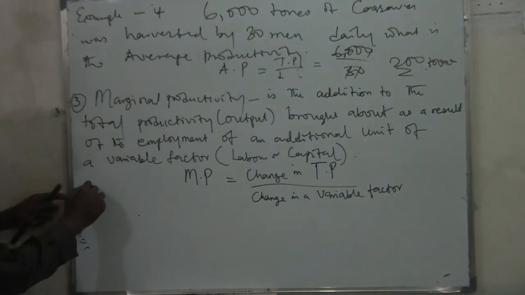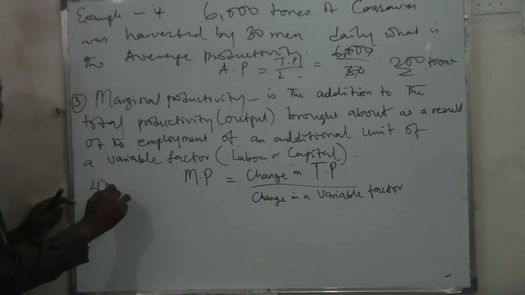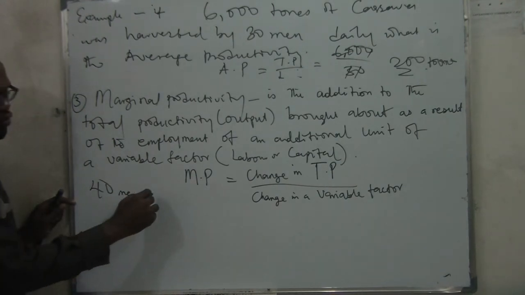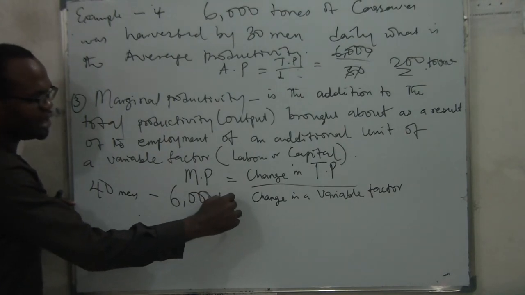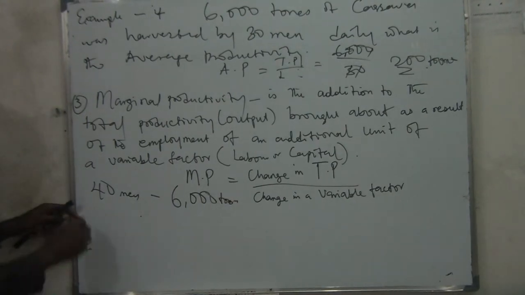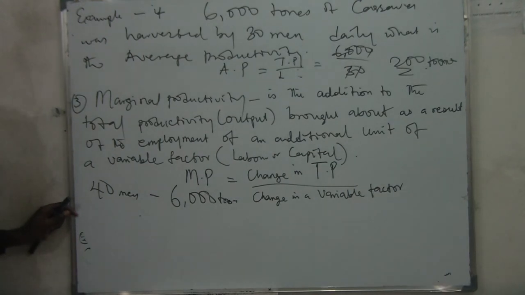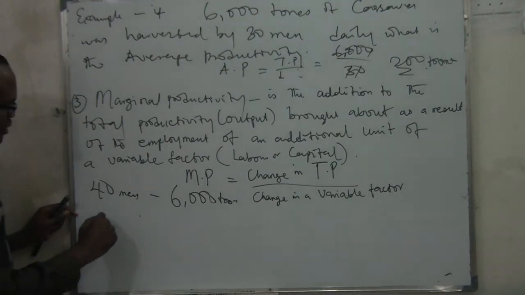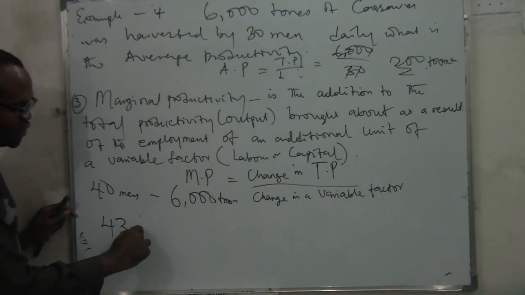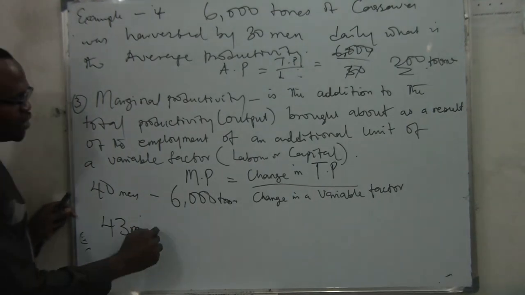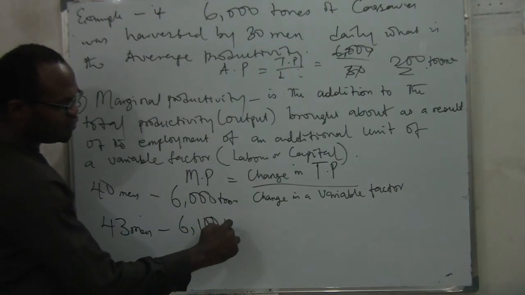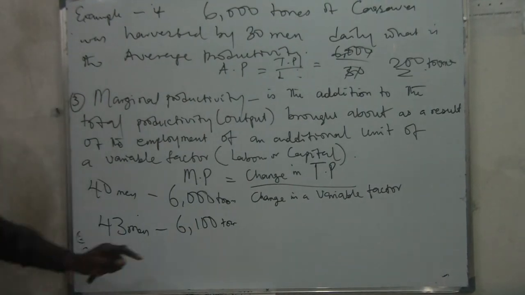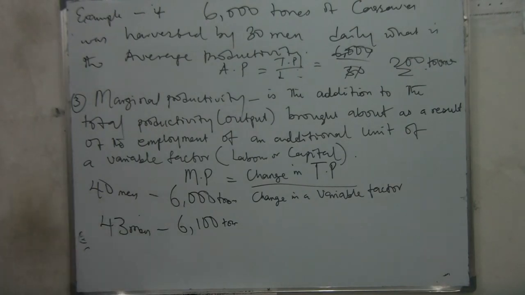So let's say that when you had 40 men, you were producing how many tons? 60,000 tons. Now instead of having 40 men, you added 3 more. So you now have what? 43 men. And because you added this, you are now able to get 6,100 tons. So calculate the marginal productivity for me. Can you calculate the marginal productivity?